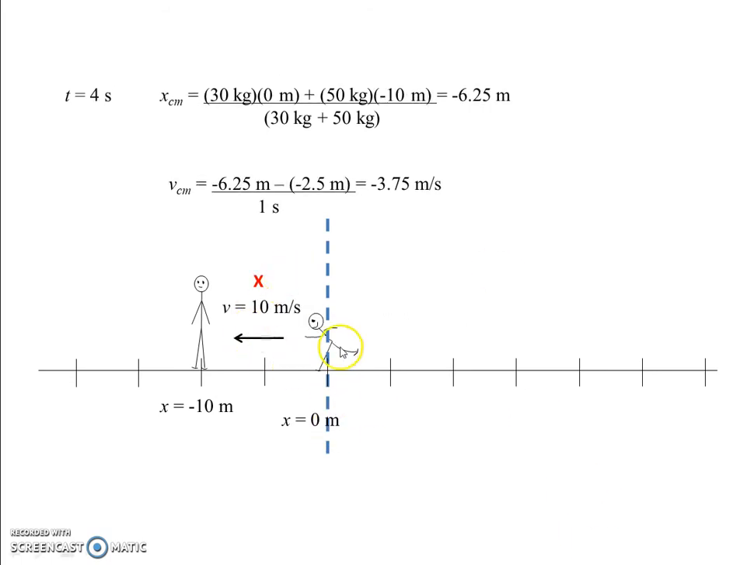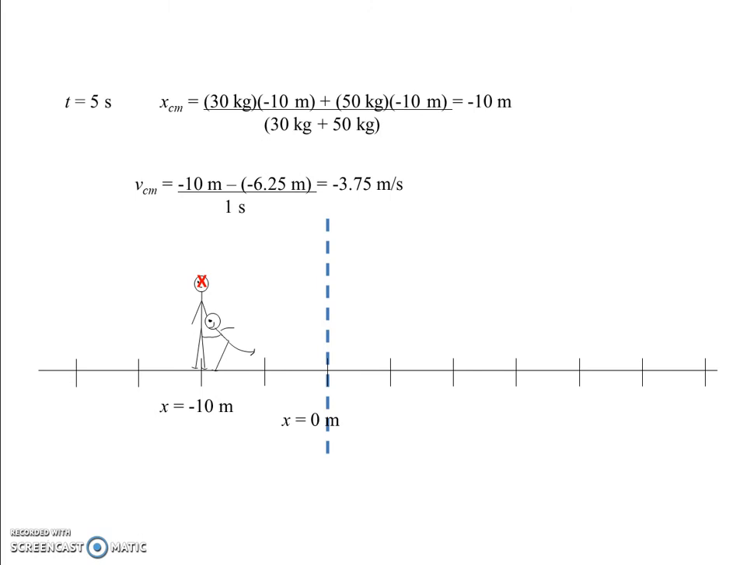We advance another second. Little brother happens to be at the 0 position. Put the numbers in. The position of the center of mass is at negative 6.25 meters, the position of the x here. You put the velocity numbers in, and lo and behold, the position of the center of mass has moved another 3.75 meters to the left in 1 second. So we see that the velocity of the center of mass, even though there's no actual object at the position of the x, has moved a consistent 3.75 meters to the left every second.